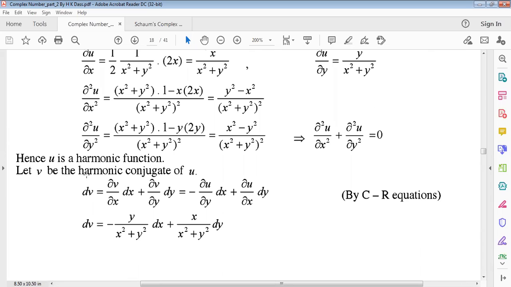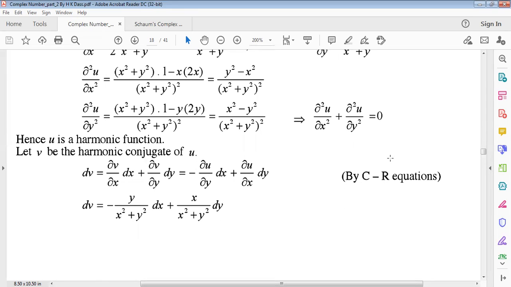Now let us consider v to be the harmonic conjugate of u, because you must know the complex function f of z can be represented by u plus iv, where u and v are functions of x y. So dv, according to the definition of total differentiation, equals del v del x dx plus del v del y dy. By the Cauchy-Riemann equations, del v del x equals minus del u del y, and del v del y equals del u del x.